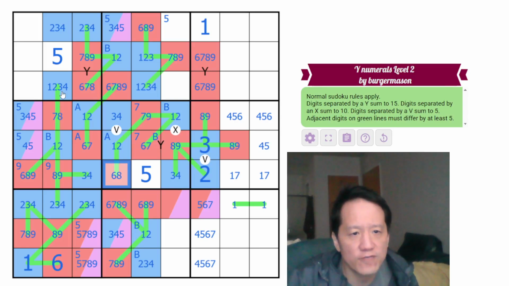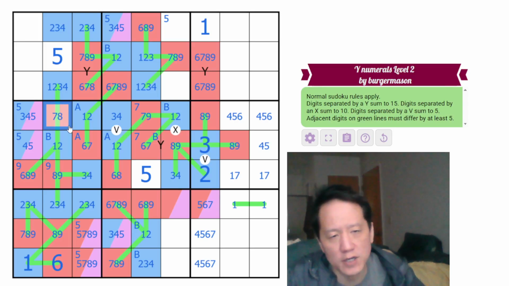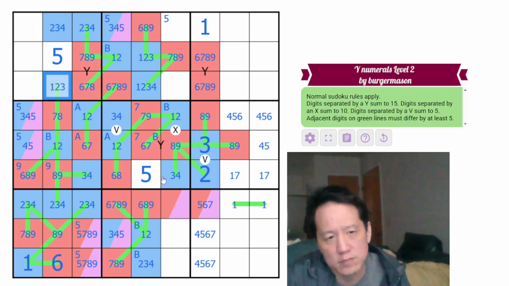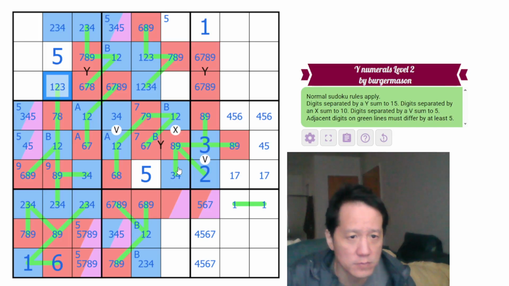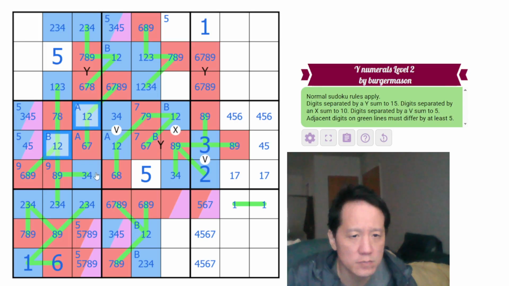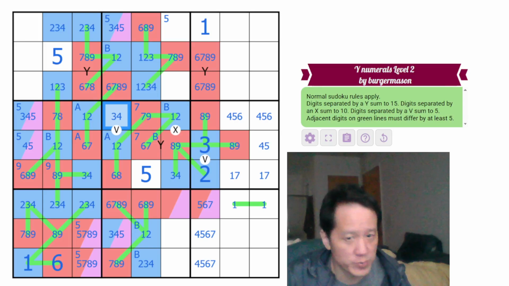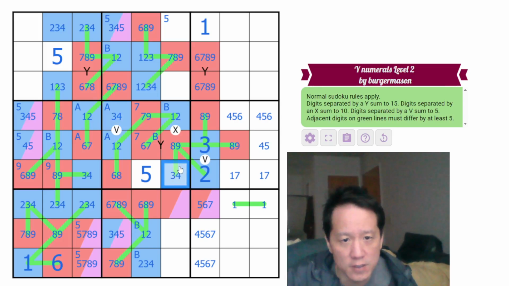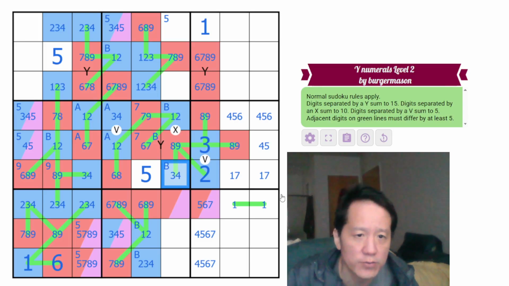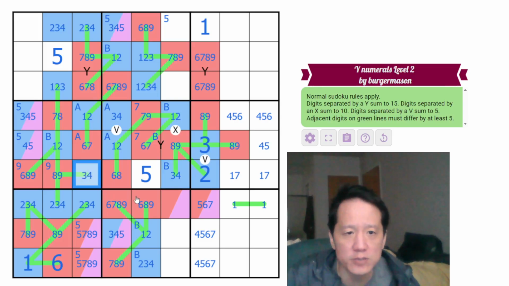This can't be 4 because it's not next to a 9. This is a 3, 4 that corresponds to the A12. So this has to be the B3, 4, which forces this to be the A3, 4 here.